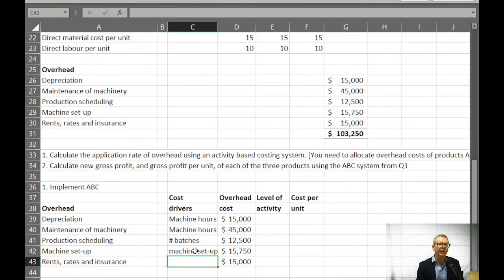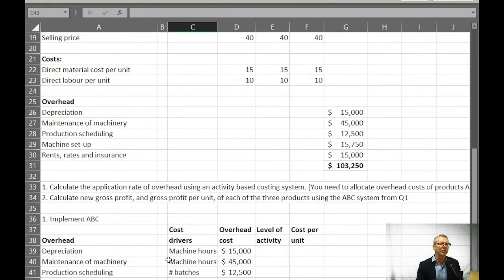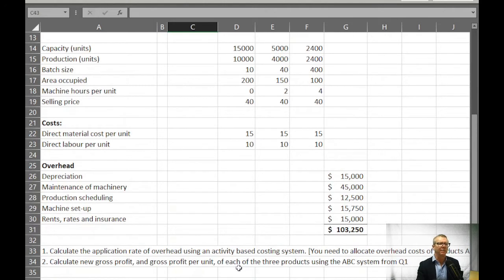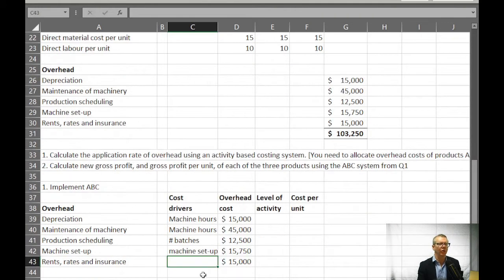And then finally, rents, rates, and insurance is going to be driven less by the batch size, less by production units. Of all of the information that we have, the one that's probably going to best capture it is going to be the area occupied. So we're allocating rent, rates, and insurance on how much of our factory space we're using. So area occupied is what we'll use here.